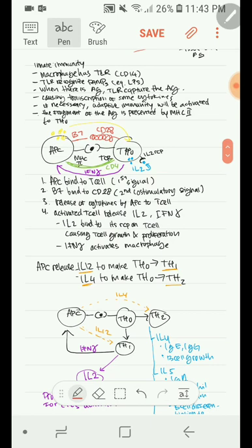Innate immunity is the first immunity that responds when there is an antigen. So the macrophage has a toll-like receptor, which is CD14, and the toll-like receptor recognizes PAMPs, for example lipopolysaccharide, right? And then when there is an antigen, the toll-like receptor will capture the antigen, causing transcription of some cytokines. If necessary, adaptive immunity will be activated.